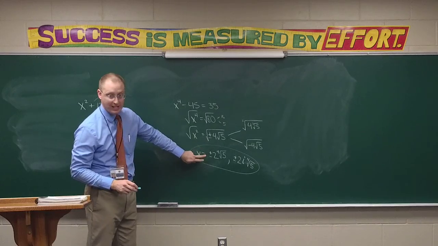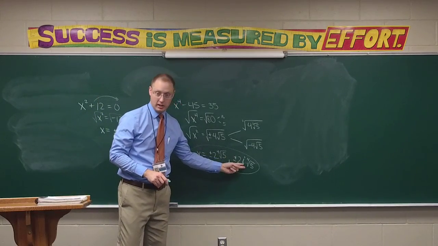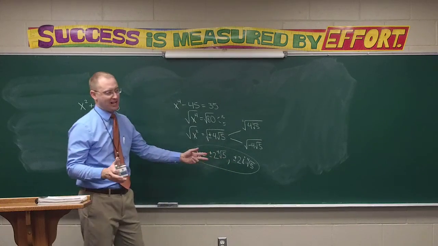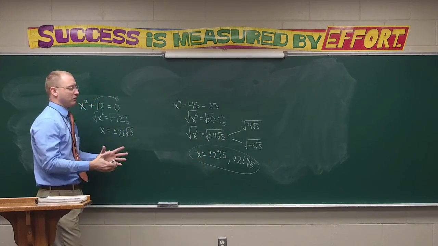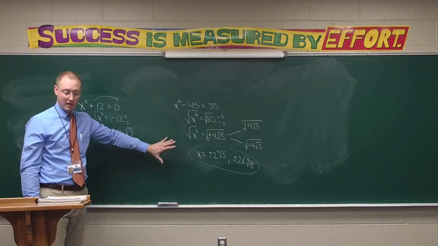2 of them are real irrational answers. 2 of them are imaginary answers. Technically irrational, but we don't really say irrational. That's a category of real numbers. We get our 4 answers still. Questions on that with the successive square roots?